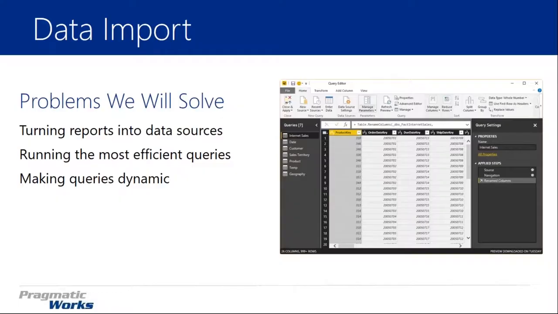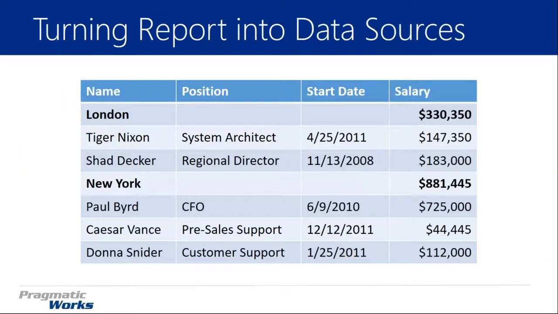Our first thing that we're going to talk about, like I said a moment ago, is turning data that's really a report into a data source. What you're looking at here on my screen is a view of a report. It's a tabular view, almost like a matrix, where we're able to see column headers: the name, the position, the start date, and salary. Going down the rows, we have some subtotals at the city level. Here I have London with all of my salaries aggregated up, and New York with all of my salaries aggregated up.